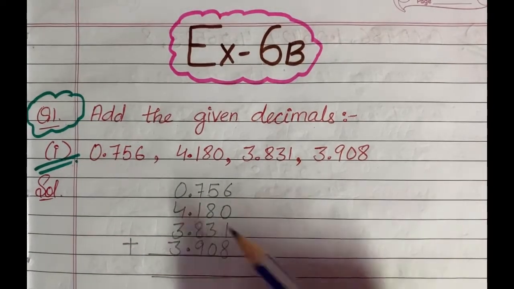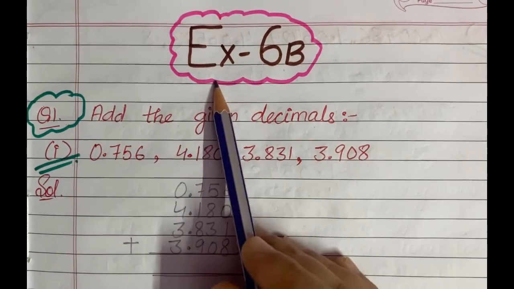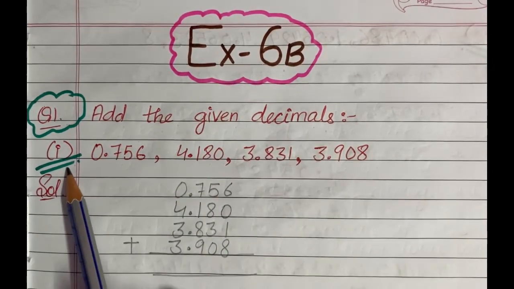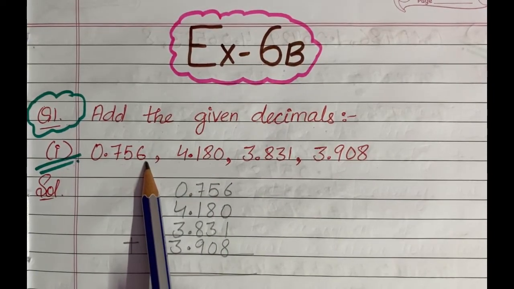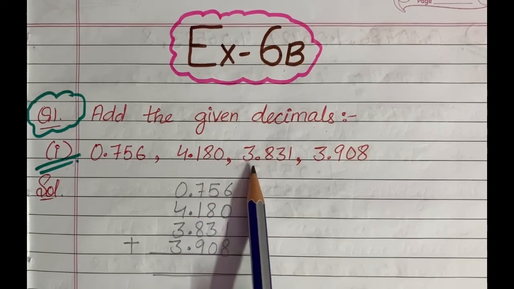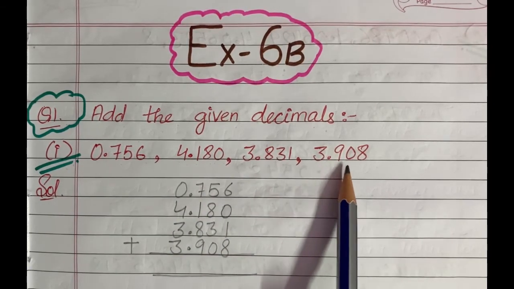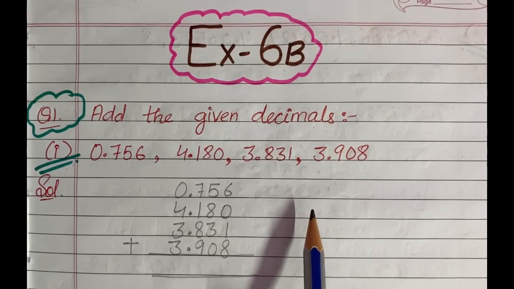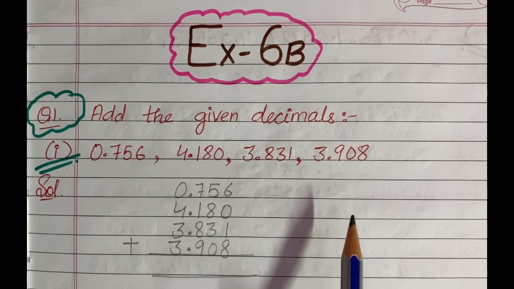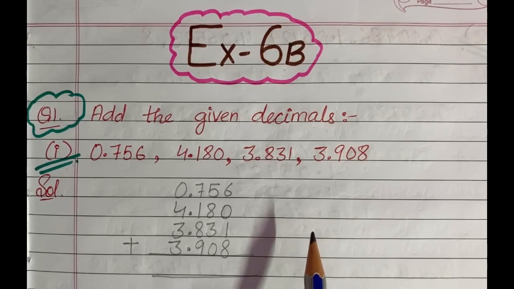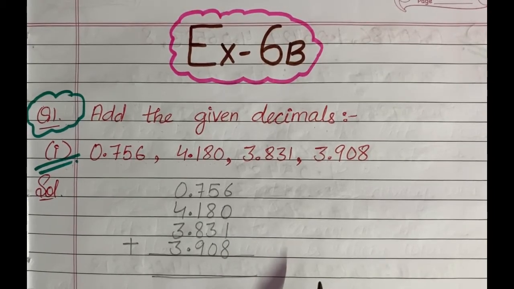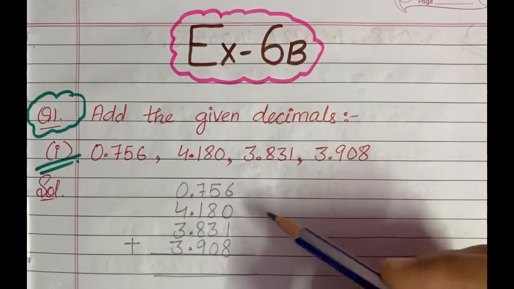Now students, firstly I have taken question number 1 of exercise 6B, and it says add the given decimals. The first part is 0.756, 4.180, 3.831, 3.908. Now students, first of all we will see whether the given numbers are like decimals or not, and on checking we got to know that yes, they are like decimals. So students, we will write this in column form and add them.